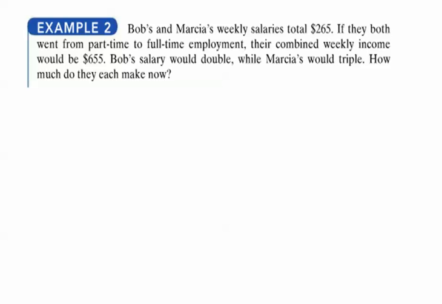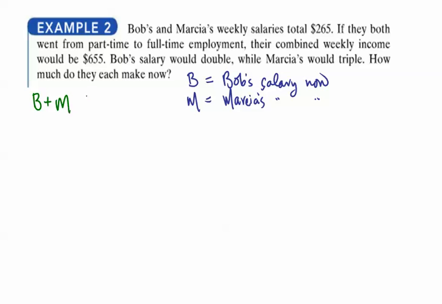So what am I being asked for? I'm being asked for how much each of them make right now. So let's just let B equal Bob's salary now, and let's let M be Marcia's salary now. All right, so what are some things that we know? Currently, Bob and Marcia's weekly salaries total $265. So we could say B plus M is equal to 265.